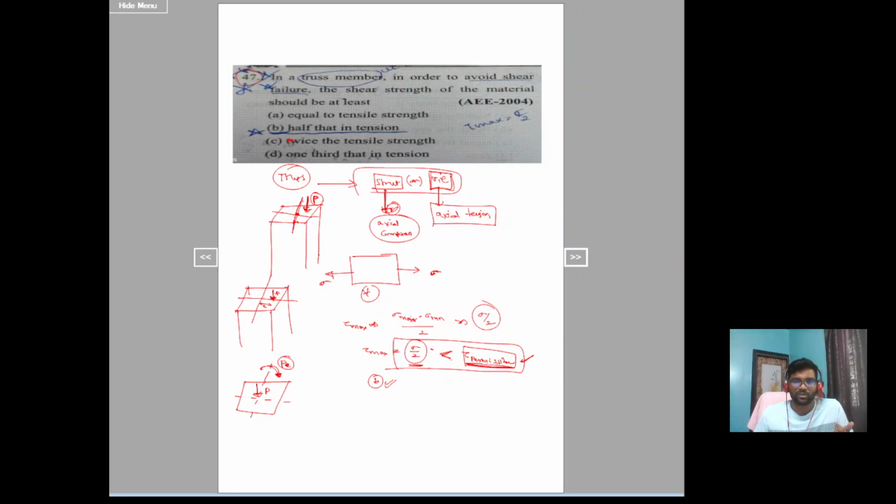Okay, so now the next question, 62nd question. The maximum direct stress in a body subjected to pure shear stress of 100 megapascal. So now he is giving a stress condition like this. He is saying pure shear is acting, and this tau value is equal to 100 megapascal. Now he is asking to calculate the maximum direct stresses.